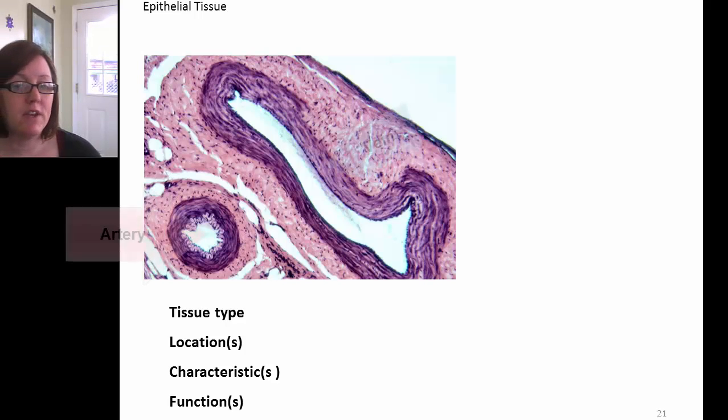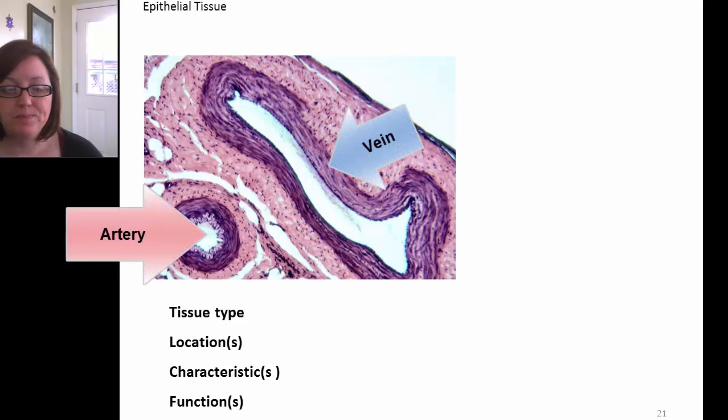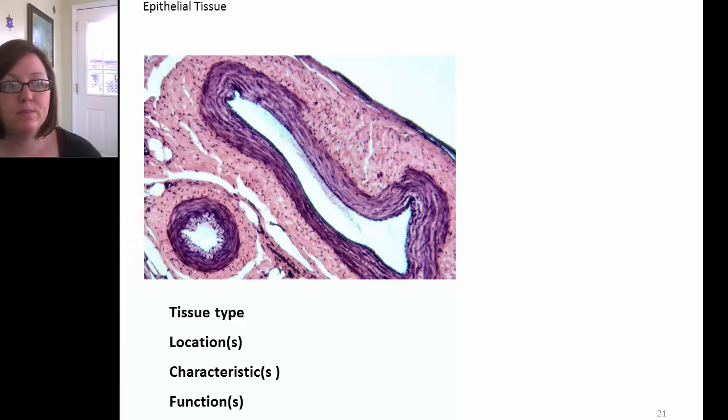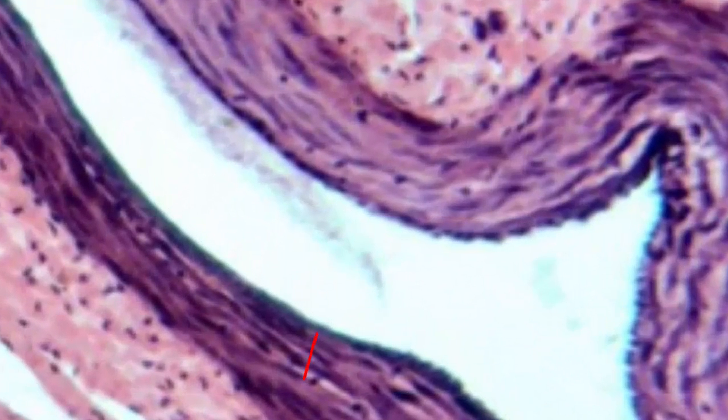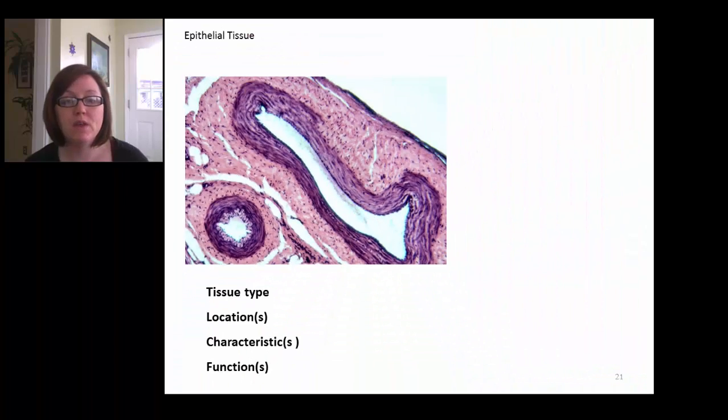Here we're looking at a cross-section of an artery and a vein. Now the layer of the artery and the vein that faces the lumen is composed of simple squamous epithelial tissue, and it actually has a special name called the endothelium. So this thin layer of squished cells called the endothelium lines the inside of all of your blood vessels, and it lines the inside of your heart.